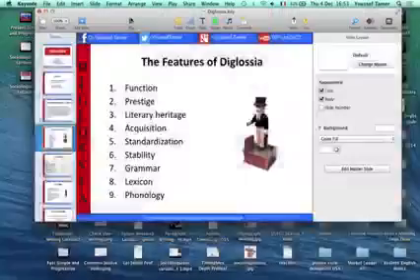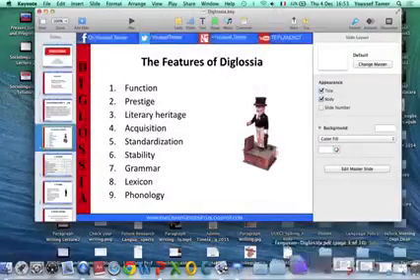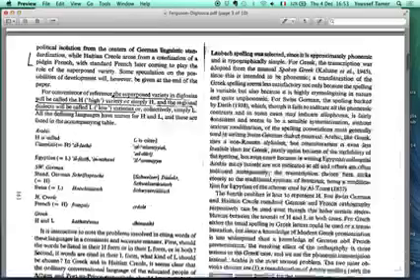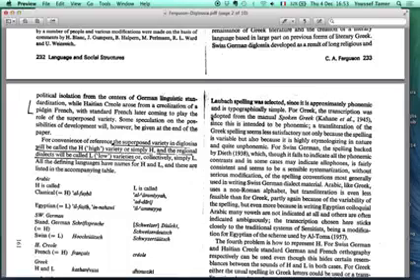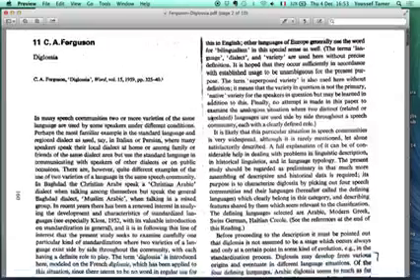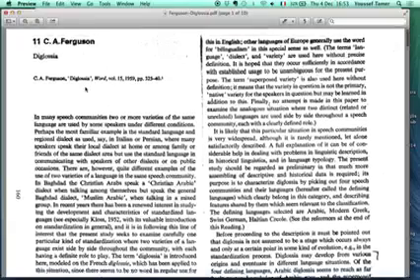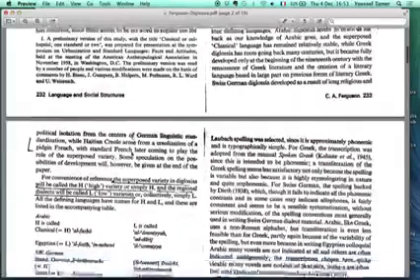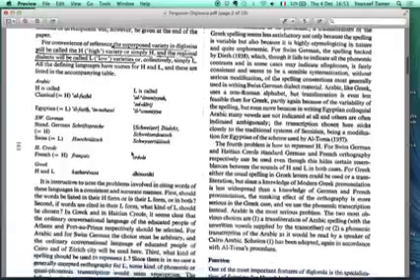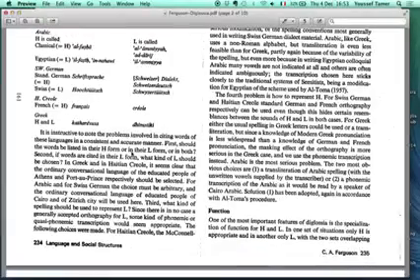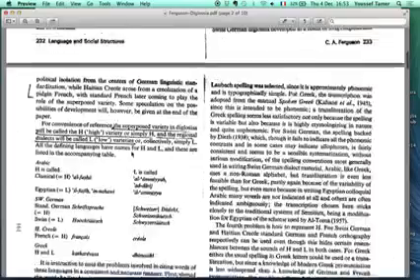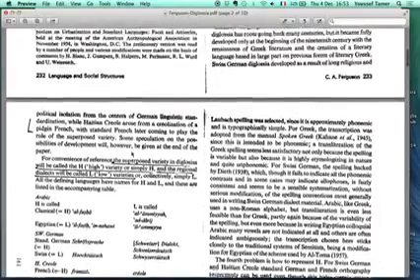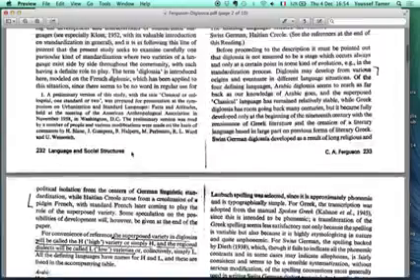I want to show you the article before we continue. So this is the article. If you go to my blog, I will put a link for it for you. In the book, you can find references talking about it, but this is the original article published by this guy, Diglossia. Let me try to find this definition here before we proceed to the features.